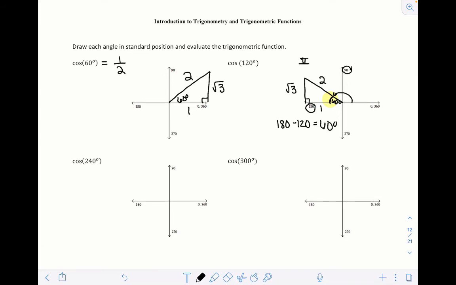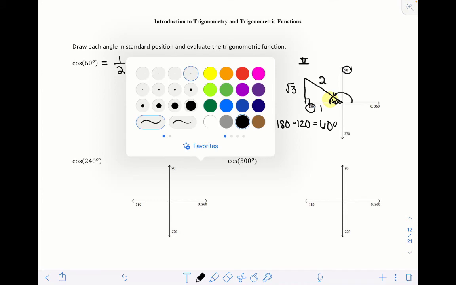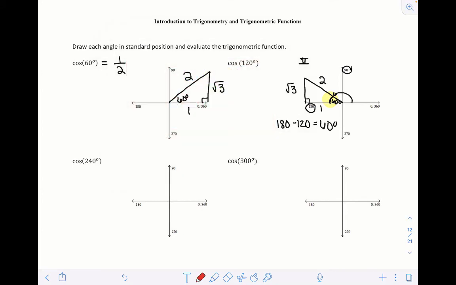There will be one difference here, and that's because we need to take into consideration when the x is positive or negative and when the y is positive or negative. So now the x is moving in the negative direction, so I actually want to change that 1 to be negative. Square root of 3 is still in a positive direction, and the hypotenuse is always going to be positive. So the answer here for cosine is going to be negative 1/2.